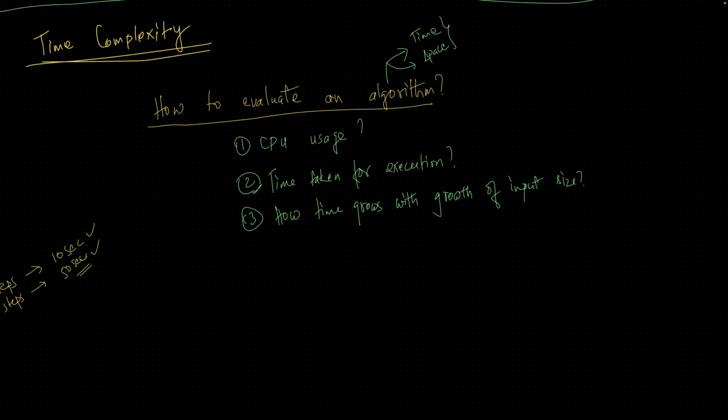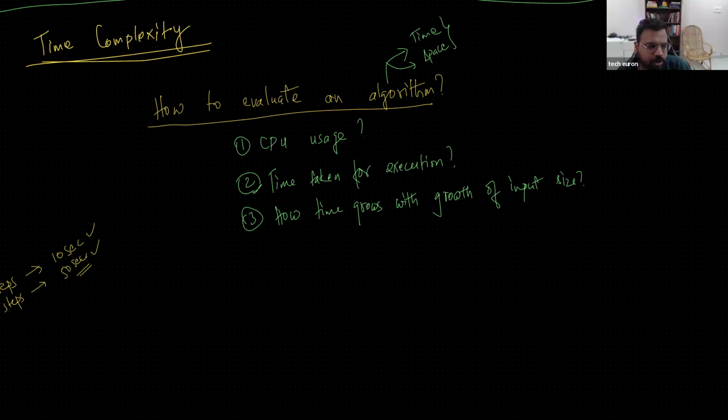Yes, sir. So when we say we want to write a good algorithm, the goodness of the algorithm is in terms of time and space. How we will measure time and space is a different topic, but it will be in the context of time and space.